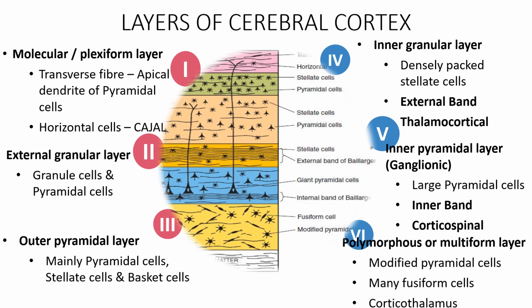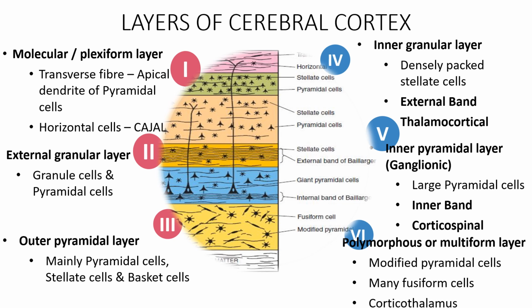And then the sixth layer is the polymorphous or the multiform layer. So here it contains neurons of various sizes and shapes, and many of them are modified pyramidal cells. Many spindle shaped cells, which are called the fusiform cells, are also present in this layer.